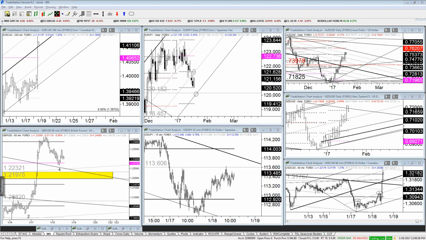So I'm going to wrap it up there. Early in the webinar, we looked at the dollar. That's really the most important thing to look at right now, that index. Those levels are big. They're huge. Pay attention to them.